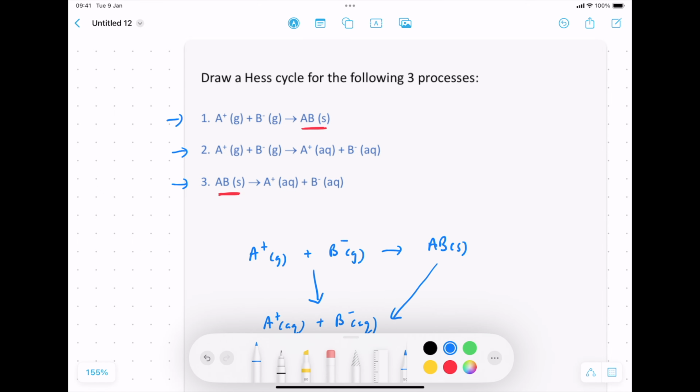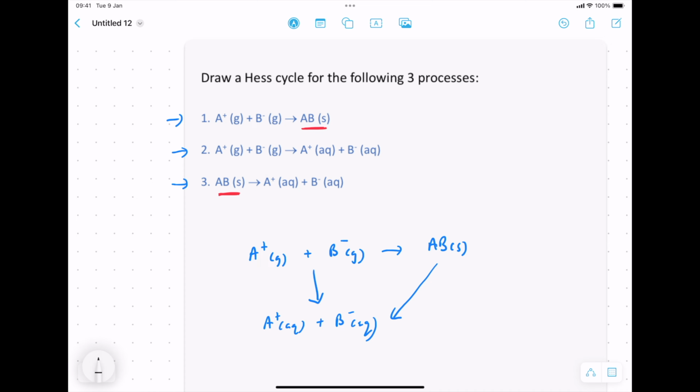Then finally, equation number two is the gaseous ions becoming aqueous. So my arrow for that process is simply down. Now I can reveal the names of these processes, which you've probably already spotted. The first one is the enthalpy change when 1 mole of an ionic compound is formed from its gaseous ions. This is known as the lattice enthalpy. So I'm just going to call it LE.